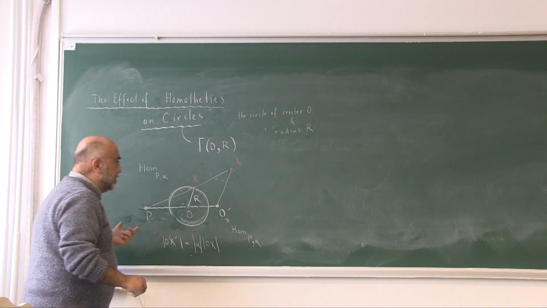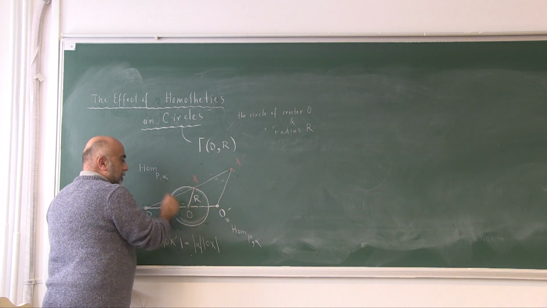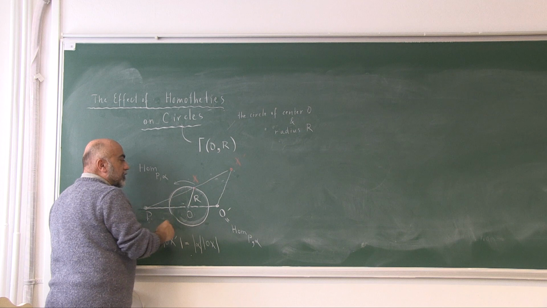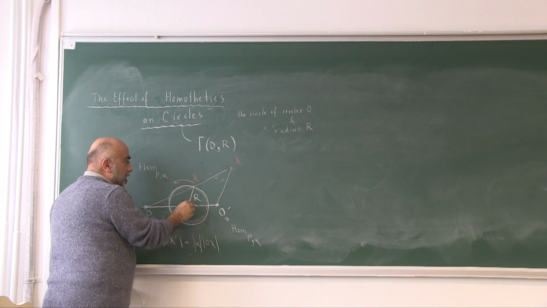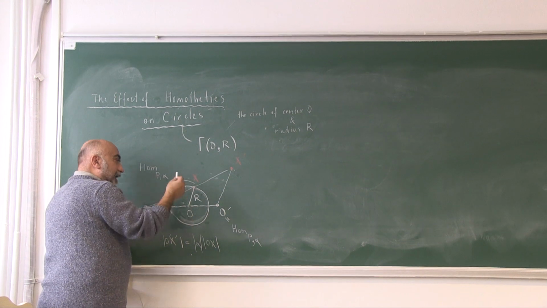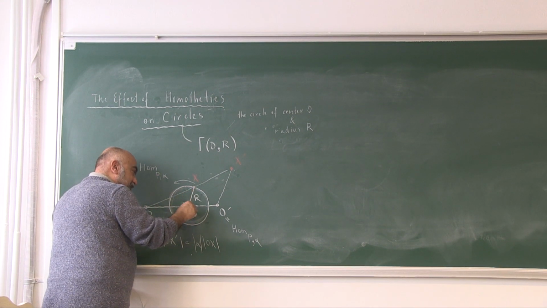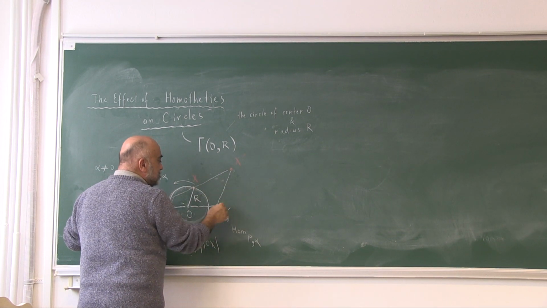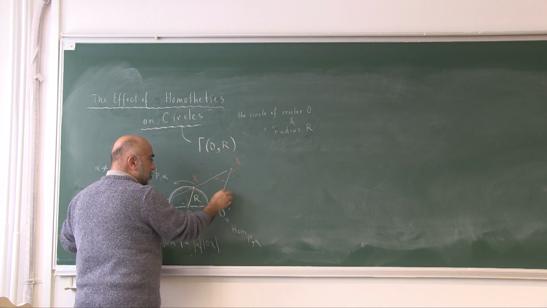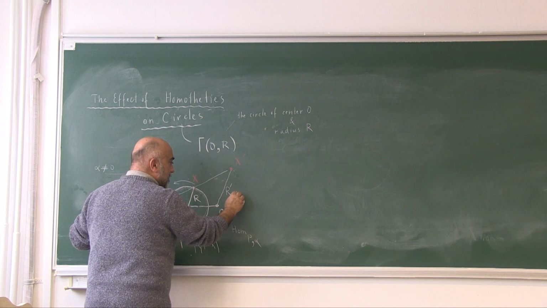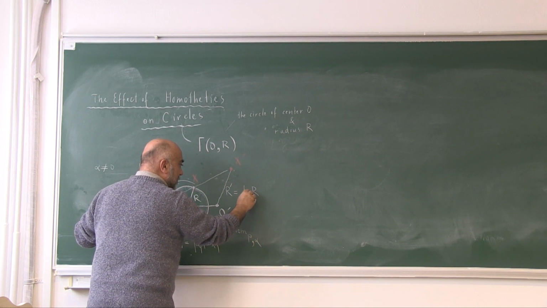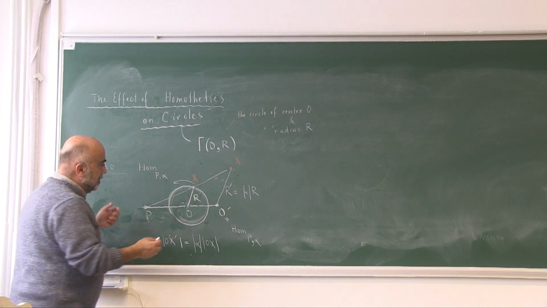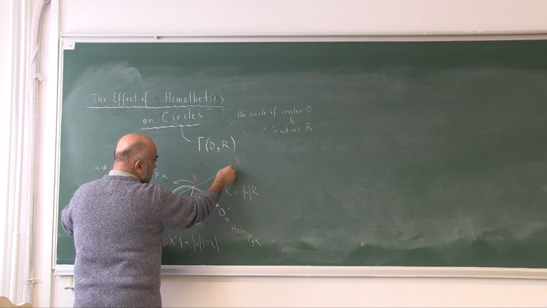So the distance between O and X, as X moves on this circle, is fixed. As X moves on this circle, its image X prime must move on the circle with center O prime and radius R prime, R times the absolute value of alpha. So I can, if you wish, complete my picture.